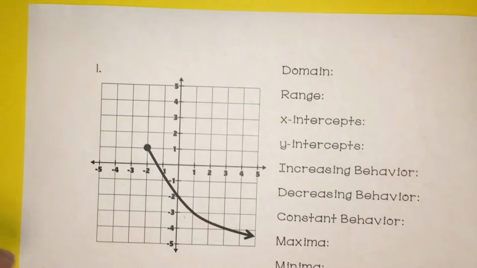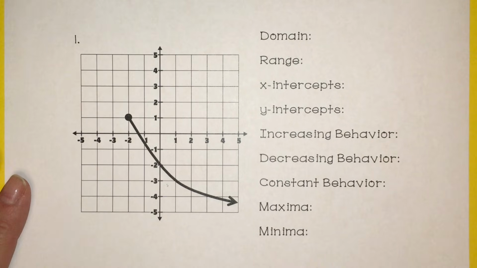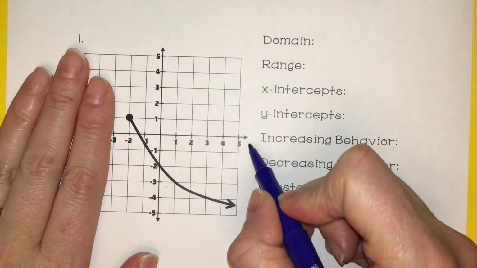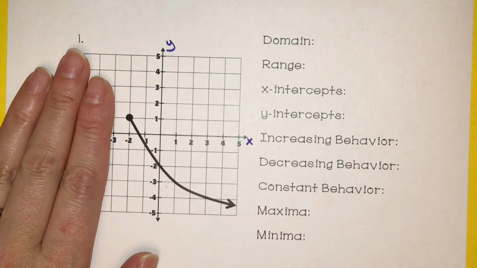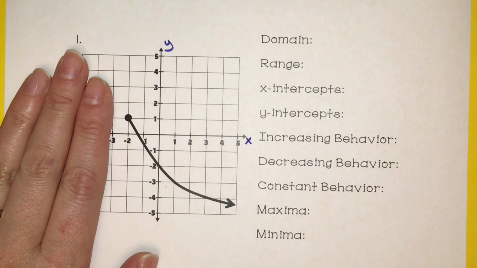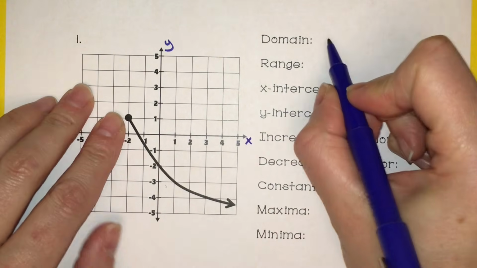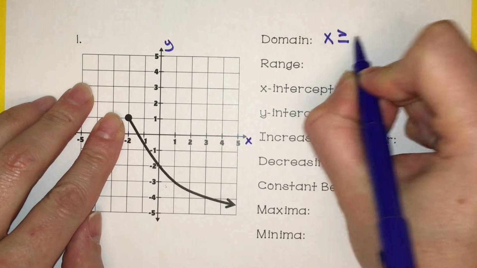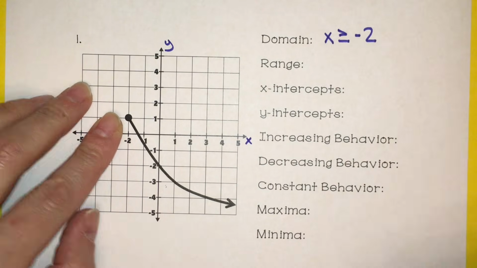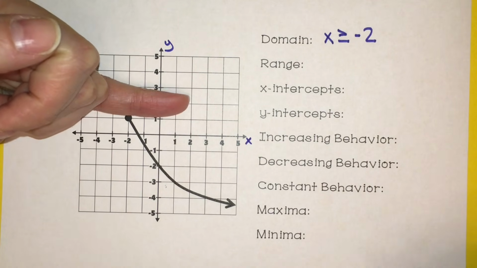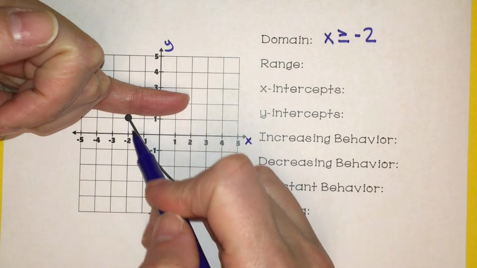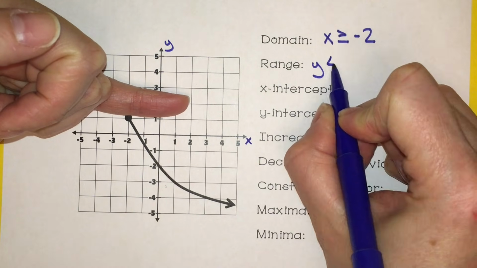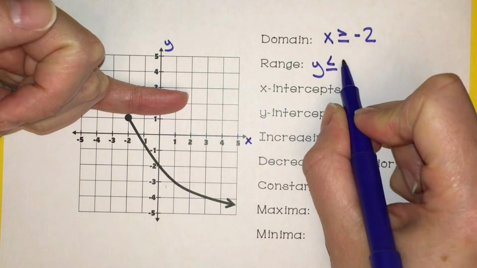All right, let's do the first one together. The domain, x values. So here's x, here's y. The very smallest x value is where x is -2, and it's going to keep going up, so x is going to be greater than or equal to -2. Range, looking at y, this is the largest y value, and it's going to continue going down, so y is less than or equal to +1.